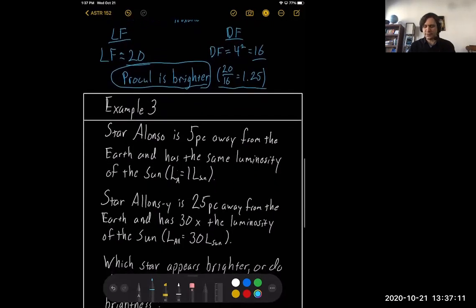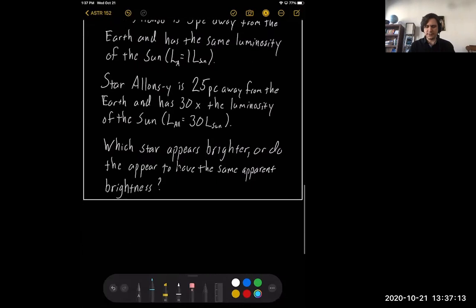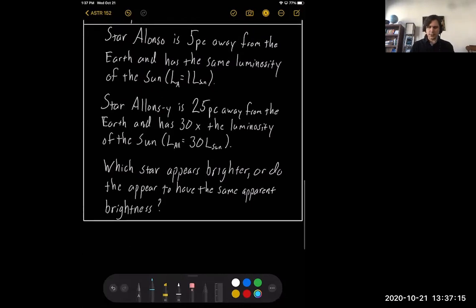This one, you have to do a little bit of the legwork yourself. So here I have star Alonso is 5 parsecs away from the Earth and has the same luminosity as the sun. So its luminosity is 1 solar luminosity. Star Alonzi is 25 parsecs away from the Earth and has 30 times the luminosity of the sun. So its luminosity is 30 times greater than the sun, is 30 solar luminosities.